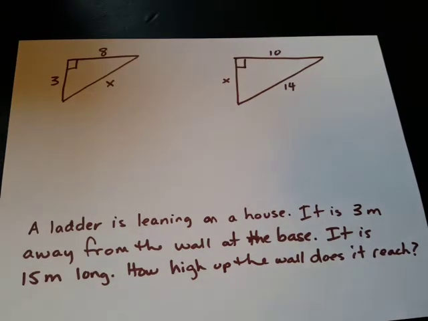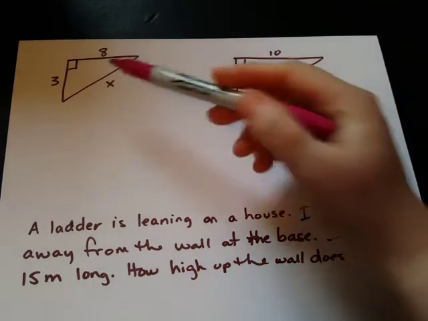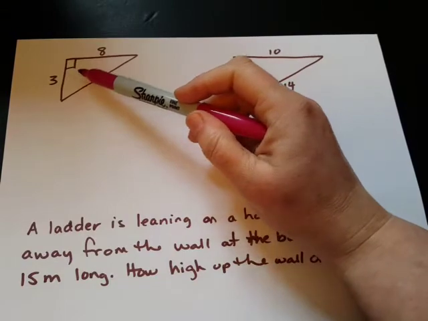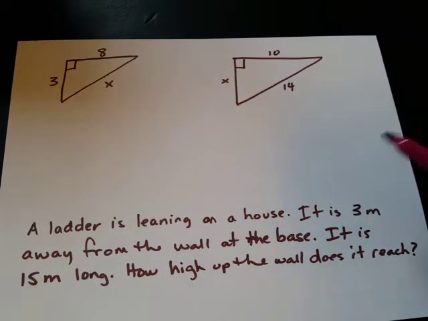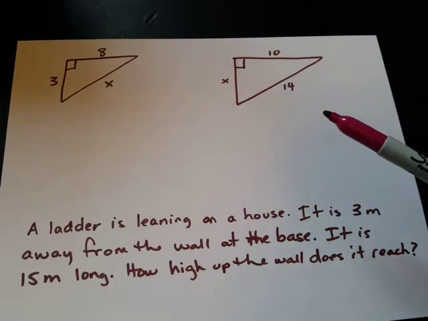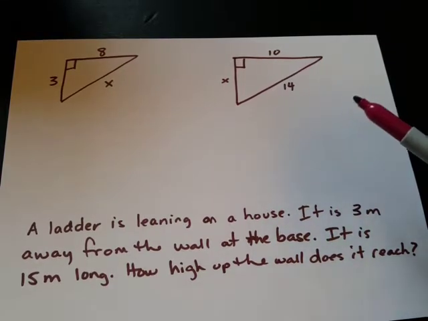Here we have our examples for Pythagorean theorem. Pythagorean theorem is a formula that's used with triangles that have a 90-degree angle. So there must be a right angle in order to use this formula. And what it's useful for is if you have two sides of a triangle, you can find the third side.